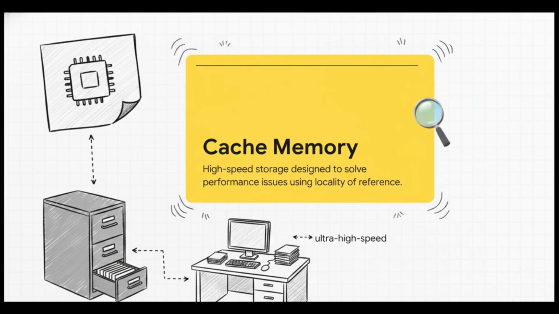Enter cache memory. This is ultra-high-speed storage specifically designed to solve performance issues using a very cool concept called locality of reference. Think of it like a workspace. If your hard drive or RAID array is a big filing cabinet down in the basement, and your main memory is the physical desk you're sitting at, cache memory is the sticky note slapped right onto your monitor. It holds the absolute most urgent data you need this exact millisecond.